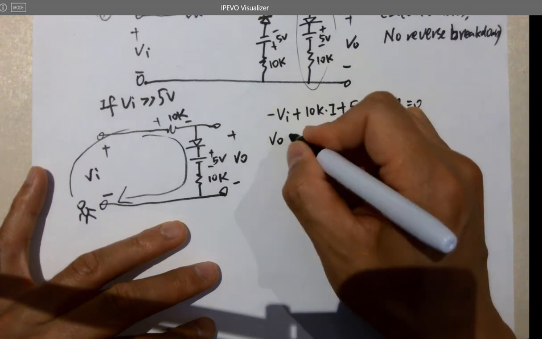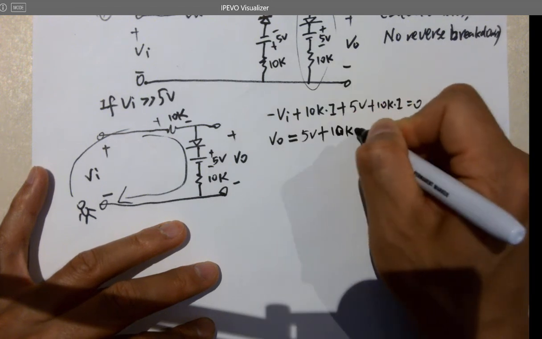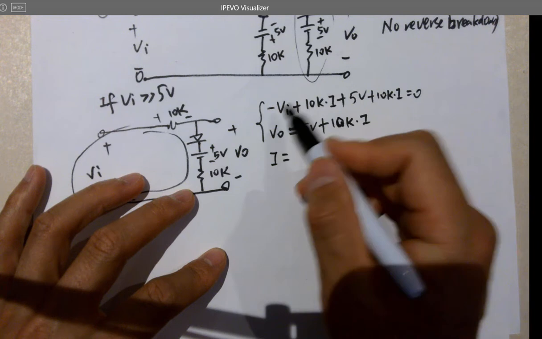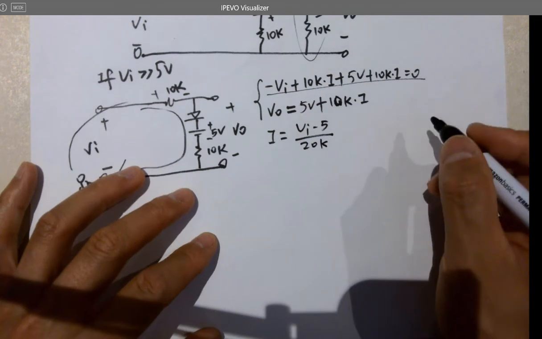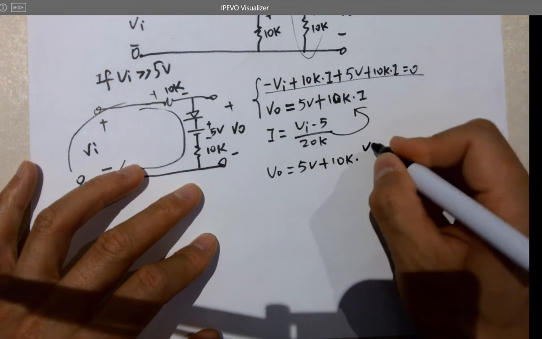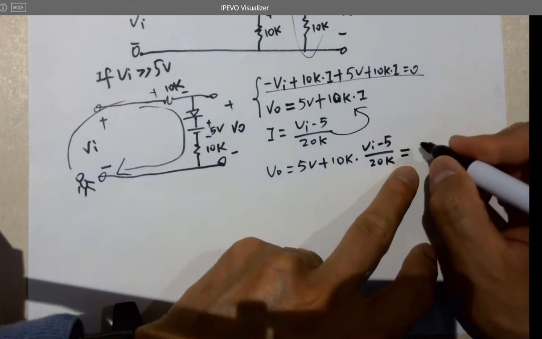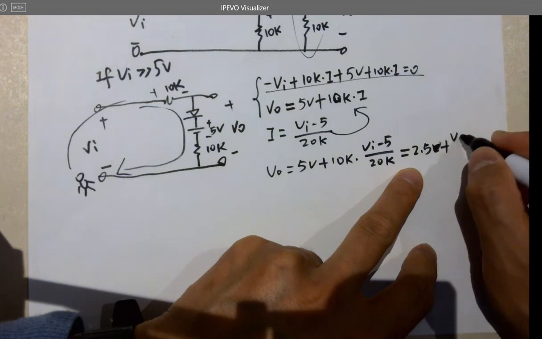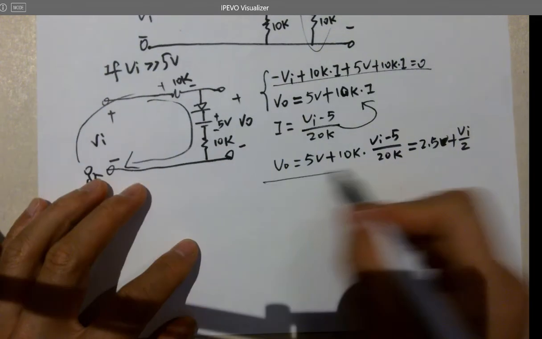Since we want to calculate VO, and VO equals 5 volts plus 10K times I. So I, if you calculate I from here, is VI minus 5 over 20K ohms. And plug into here, you're getting VO equals 5 volts plus 10K times that, and this equals 2.5 plus 2.5 volts, but plus VI over 2. Since we don't know what VI is, VO is a function of VI.